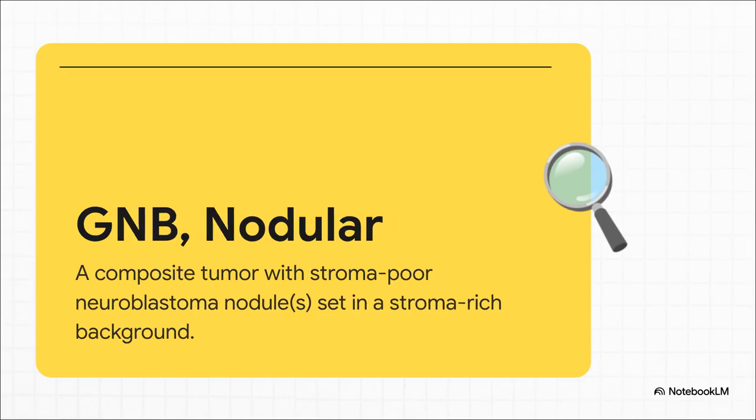And last but not least, we've got the trickiest one, ganglioneuroblastoma nodular. You can think of this as a composite tumor, kind of like a tumor within a tumor. You've got this nice, mature, stroma-rich background. But then, boom, inside of it, there's one or more distinct nodules of stroma-poor neuroblastoma. And this is exactly why that sampling issue we talked about is so critical.